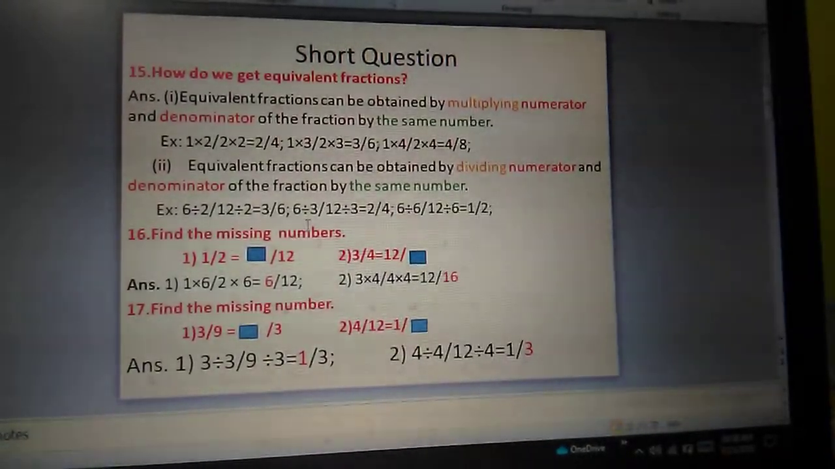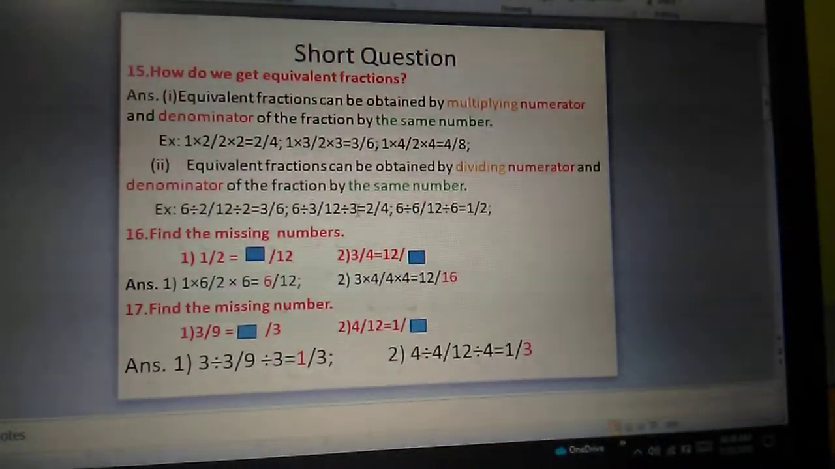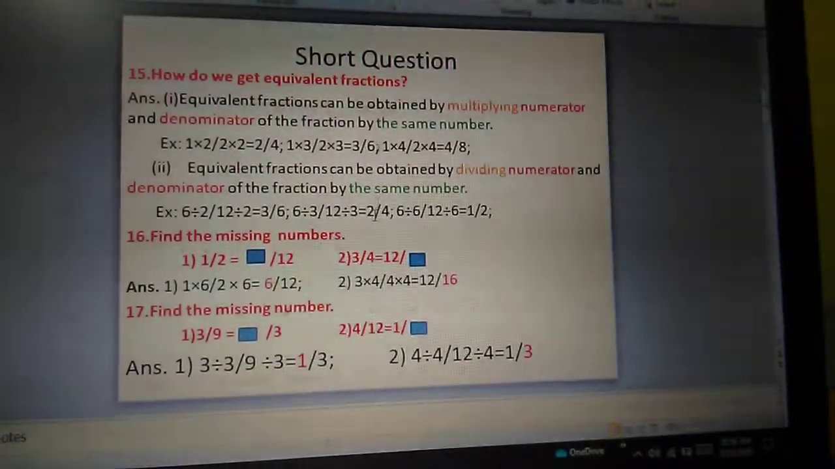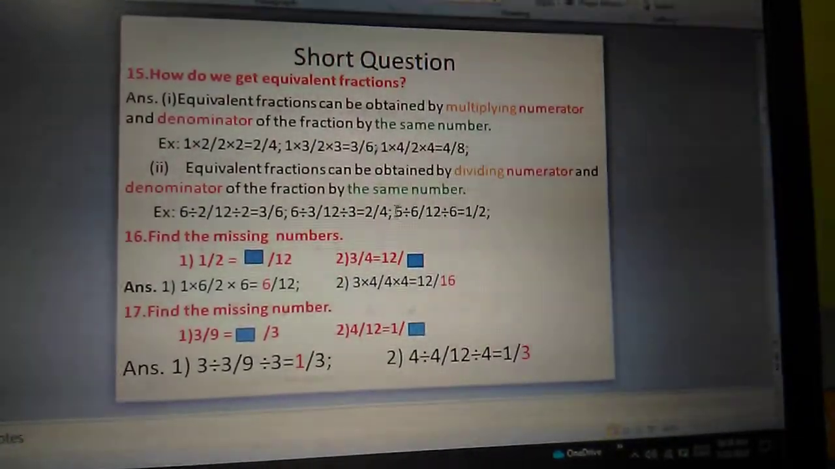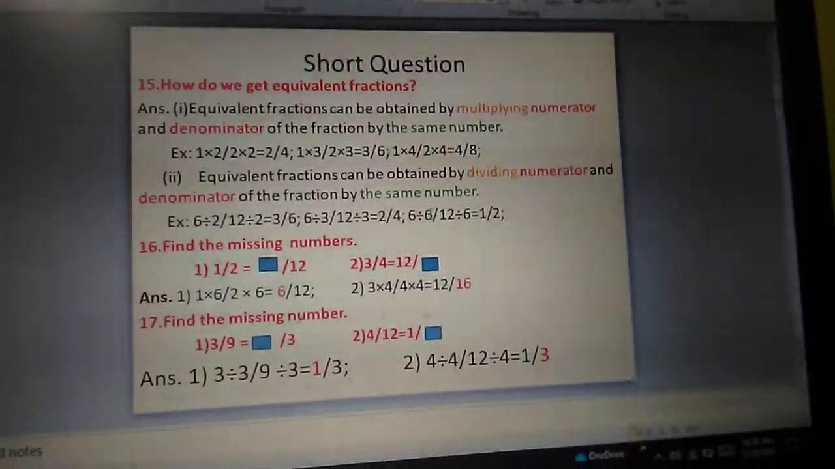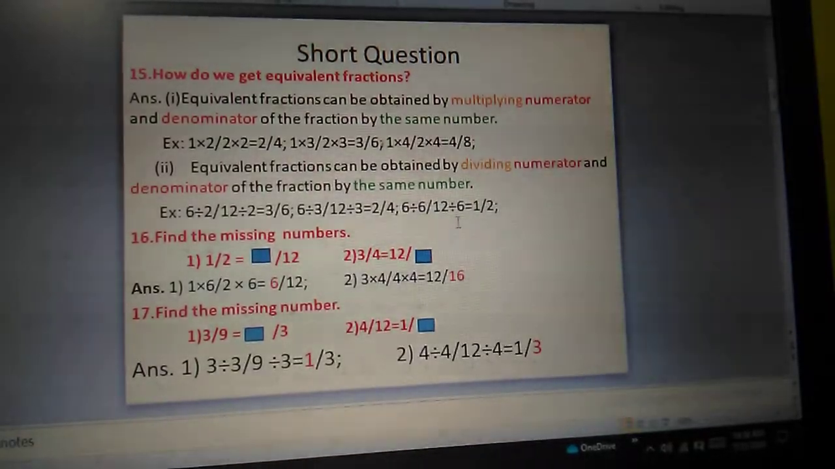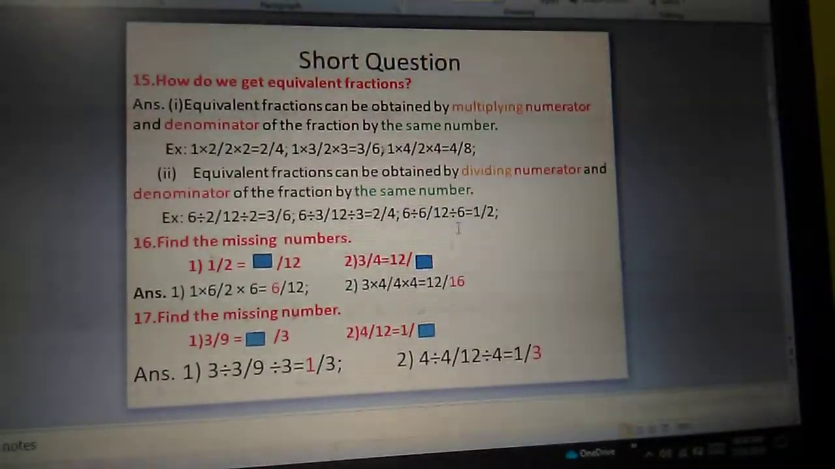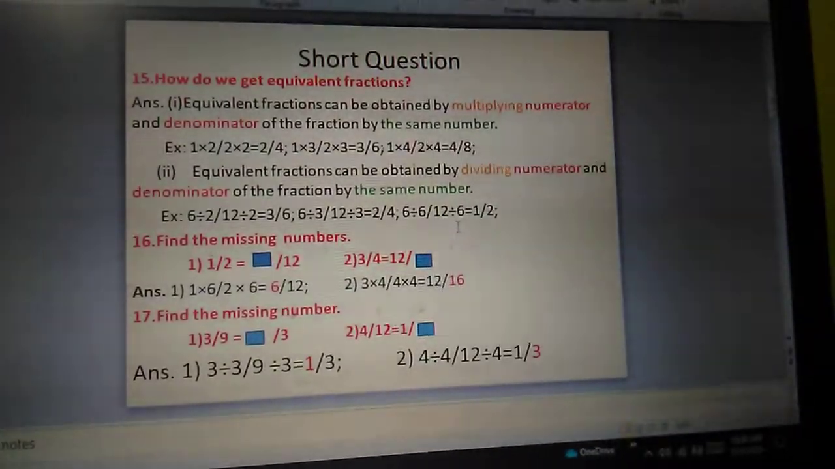Then if we again divide this 6/12 fraction by 3 and 3, the same number, then we get 2/4. This is also equivalent to the 6/12 fraction. If we then divide this one by 6 and 6, then we get 1/2. This is also equivalent to the 6/12 fraction. So how is it equivalent? If we reduce 6/12, then we will get all of these fractions.